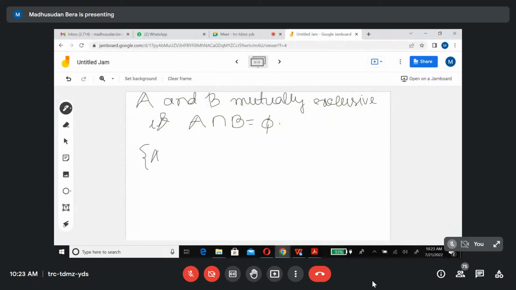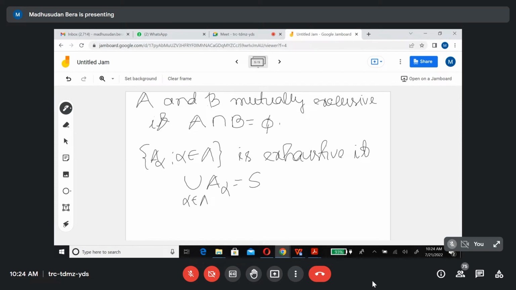A alpha, alpha belongs to lambda, that is the indexing set. Suppose you take A1, A2, A3, A4 that way, then this lambda will be the set 1, 2, 3, 4. The collection is exhaustive if the union of A alpha is the whole sample space. Okay, so is the exhaustive definition okay?